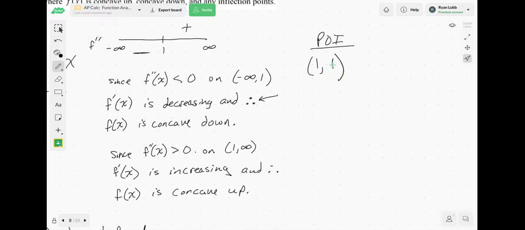And why do you know it's a point of inflection? 1, 1 is a point of inflection since f double prime changed from negative to positive, right? Means your concavity changed. You could say that as well, since f changed from concave down to concave up. All right, both those would be fine. All right, so there's that one.